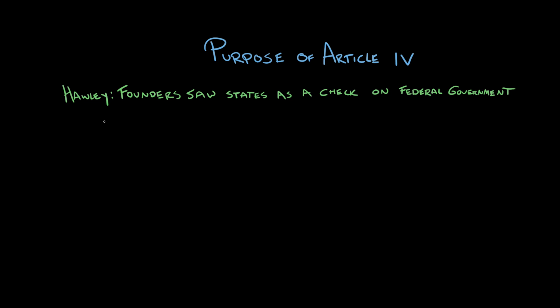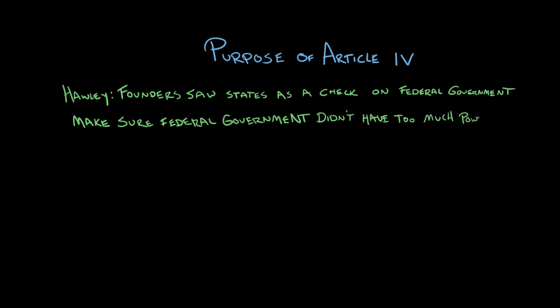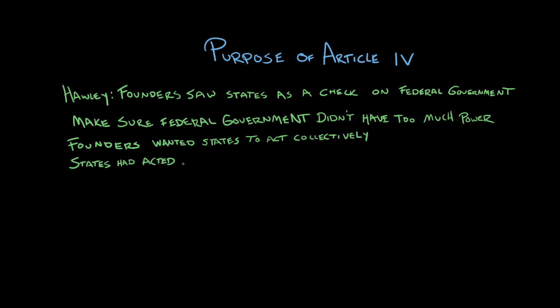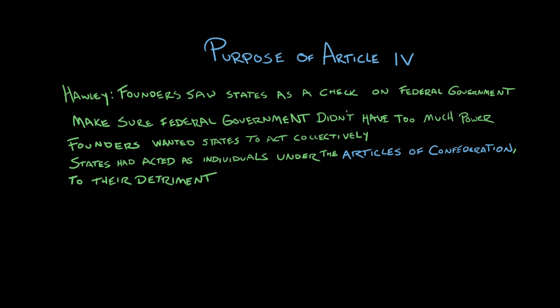They wanted to establish a strong central government, but also to ensure that it didn't have too much power, and the states were critical to this effort. Also, they very much wanted the states to act collectively, not individually. As you'll recall, the states had not been doing so well under the loose Articles of Confederation. They'd sort of been going it alone on critical issues like trade and defense to the detriment of the Union. So Article 4 is also key to making sure that the states act as a unified whole rather than going it alone.